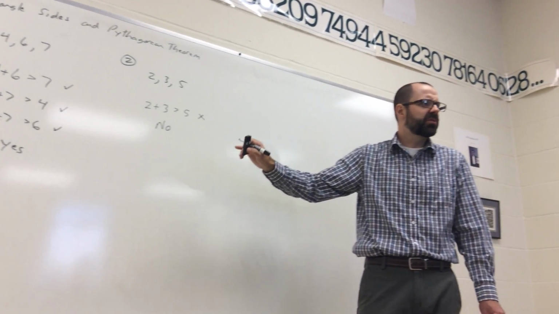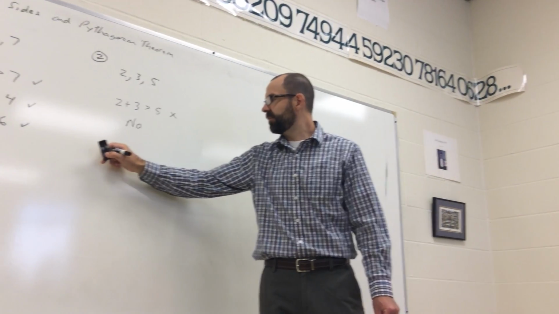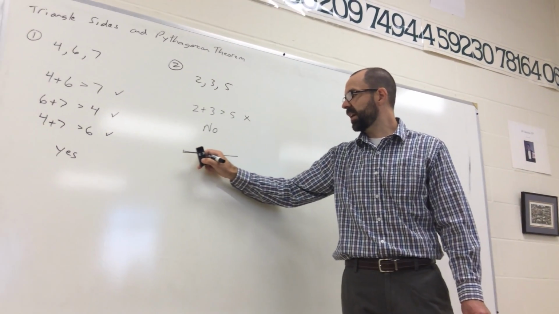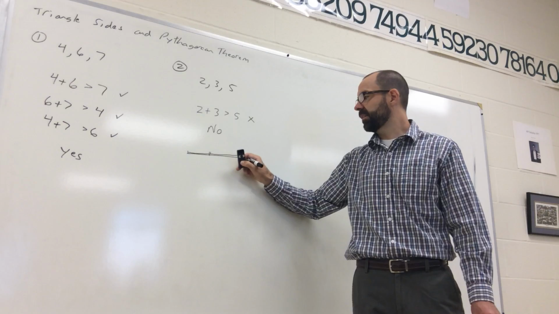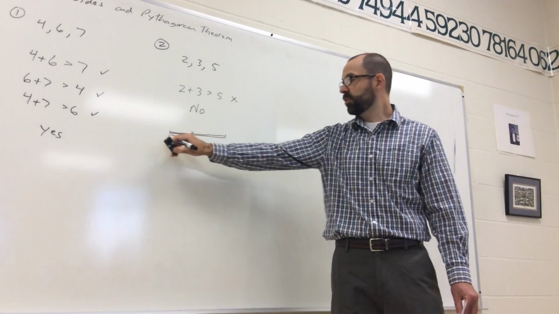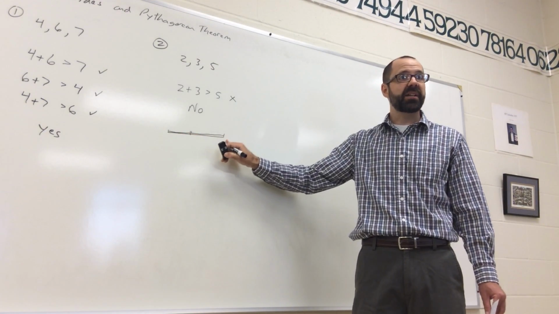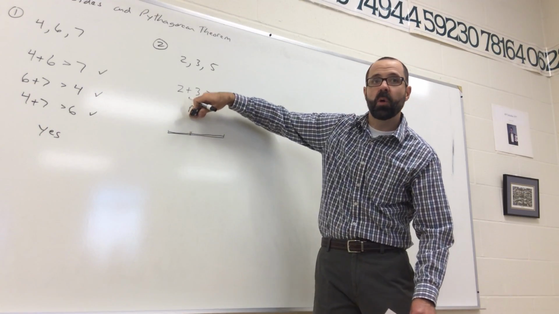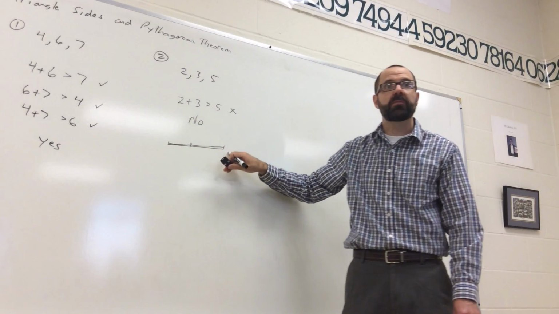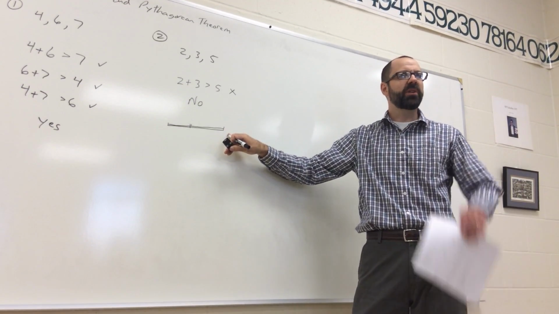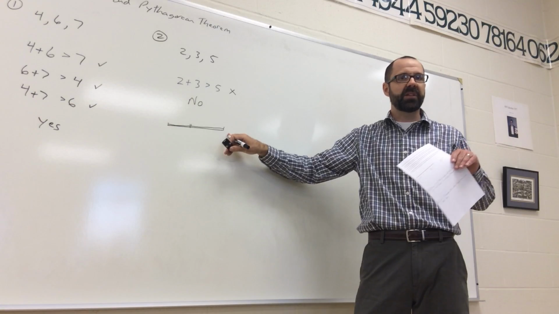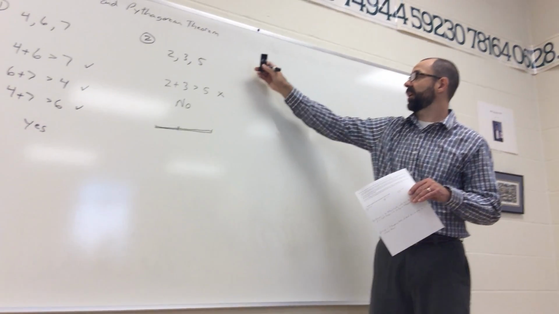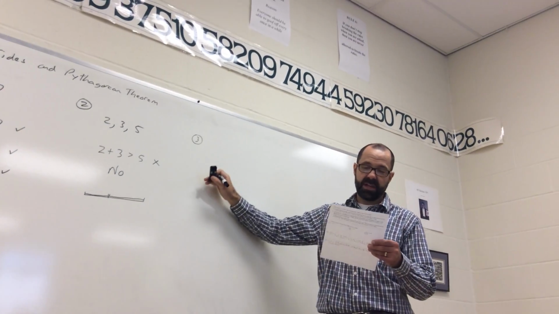And just so you can see what would happen, if you had a 5-inch side and then a 2-inch side and a 3-inch side, the 2 and the 3 would reach to the other side of the 5, but there wouldn't be any extra space for this to go up and make a triangle. It would just barely reach to the other side. So even though it would reach, it would just make a flat line. It wouldn't make a triangle. Okay, so those three side lengths will not make a triangle.